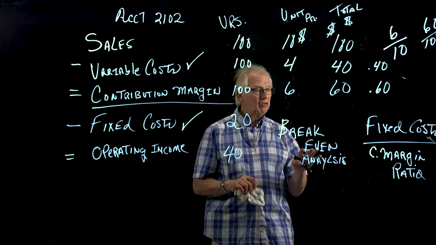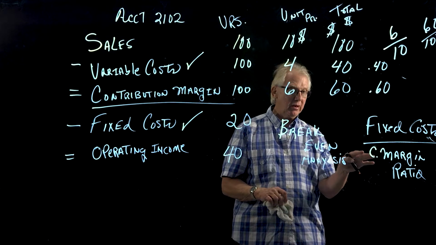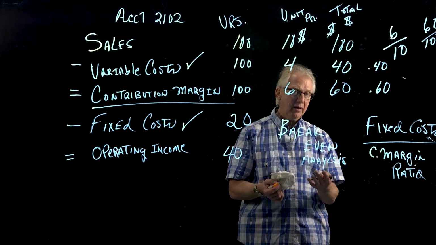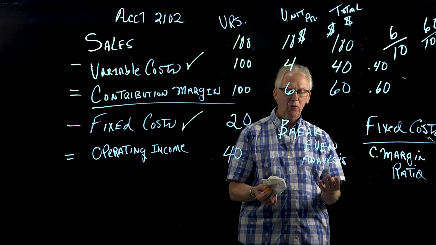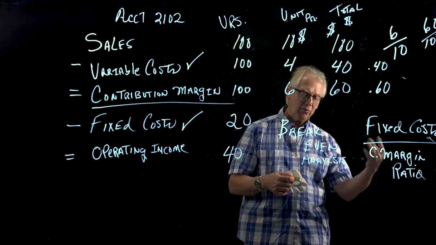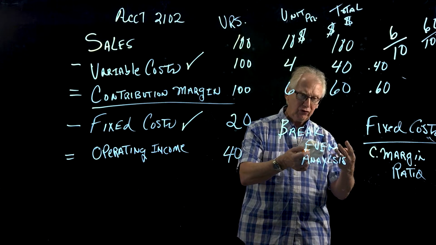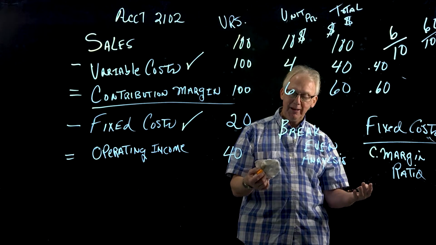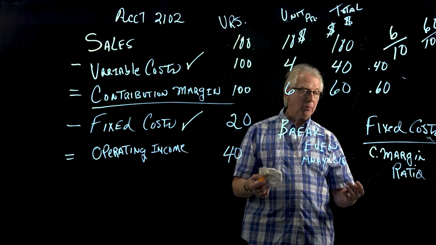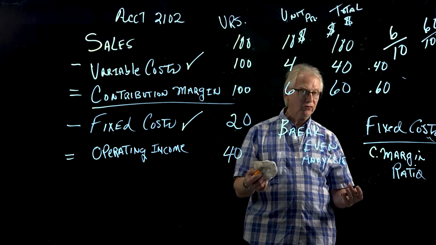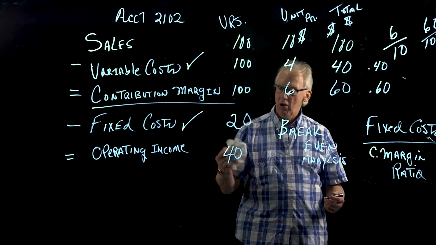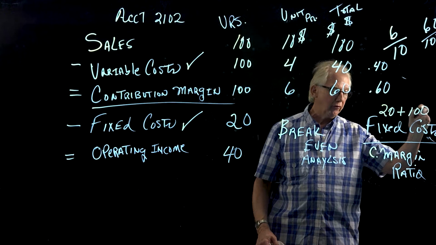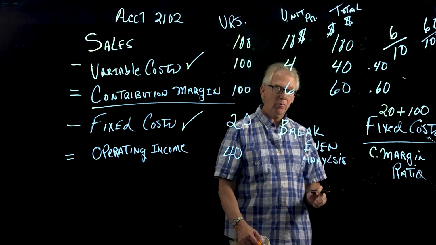Now, you can expand these break-even equations or ratios to include desired profit. Like, for example, if you get asked in a problem, how much money or how many units do we have to sell, or how many dollars do we have to sell to make this amount of money? Okay. Now let's say you get a problem that says, how many dollars do we have to sell to make $100 of operating income? Well, in this case, all you would do would say 20 plus 100 over the contribution margin ratio.